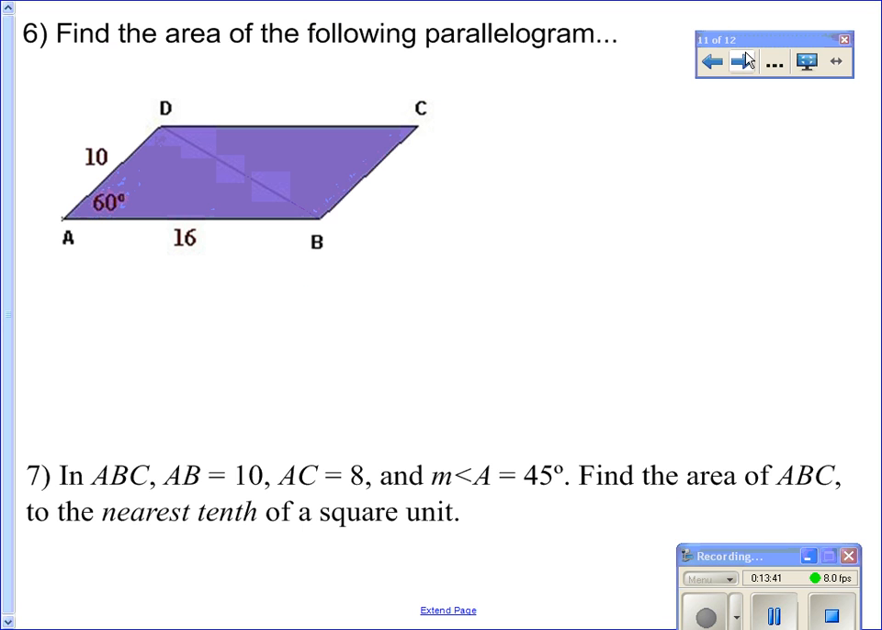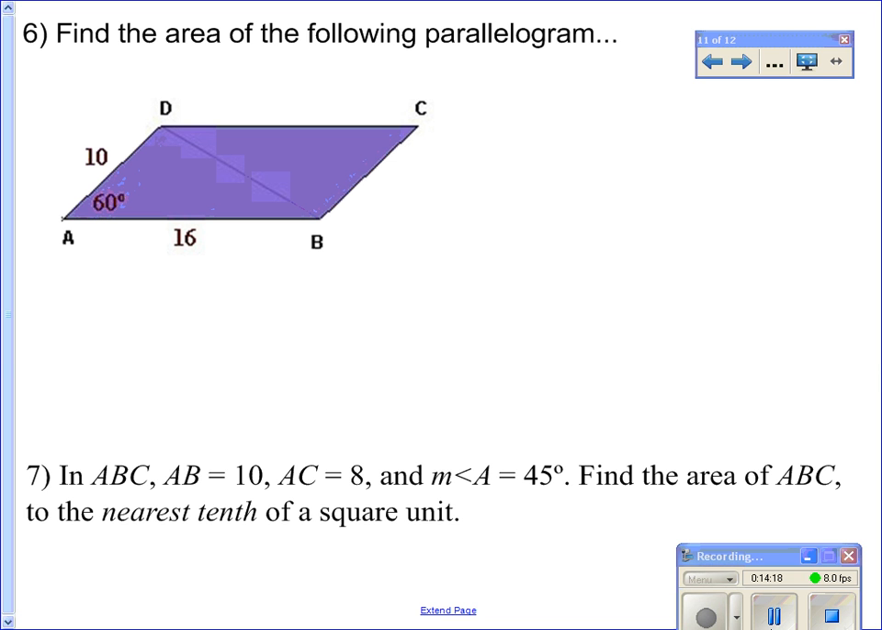All right, and now let's try one other. This is asking us to find the area of ABC. In triangle ABC, AB is 10, AC is 8, and the measure of A is 40. Oh, I'm sorry, that's another one. We're number 6. I'm reading the wrong thing. For number 6, they want us to find the area of the following parallelogram. Now, I wanted to check one other thing before we keep going. Let me pause this for 1 second.